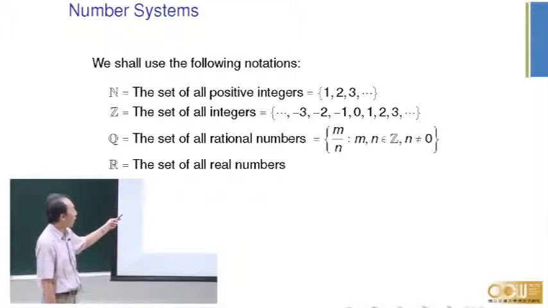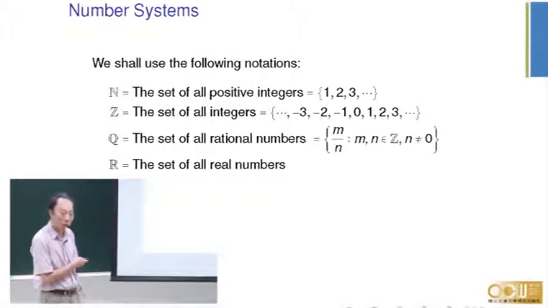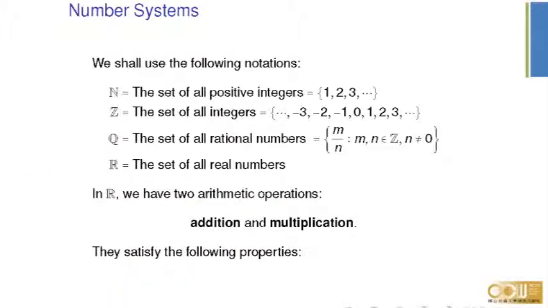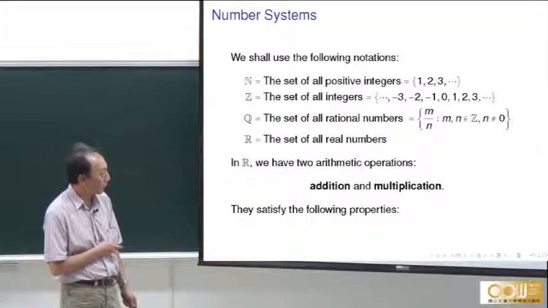Q is the set of all rational numbers, and R is the set of all real numbers. And we don't talk about complex numbers in this course. In R, we have two arithmetic operations, addition and multiplication. You may wonder what happened to subtraction and division. We'll discuss those things later.